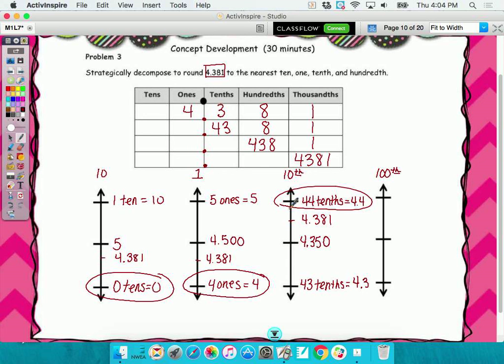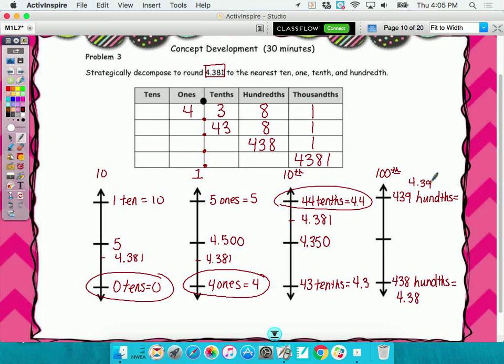All right, and the last one we're going to do is the hundredths place. So the hundredths place is 438 hundredths. That's unit form. 438 hundredths. And yes, you can use your abbreviation for hundredths. Equals 4 and 38 hundredths. What comes after 438? 439 hundredths equals 4 and 39 hundredths.